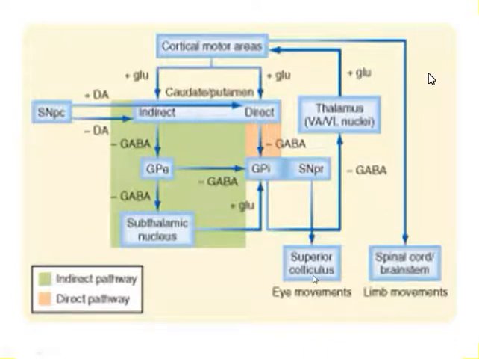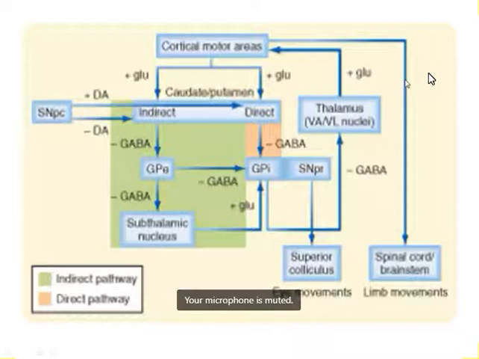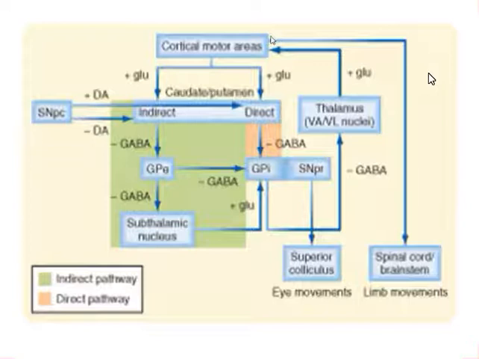Anyone who can tell me what this path is? This big arrow is shown here. Anyone who can tell me what this big arrow indicates? Corticospinal. Good, very good. This is the corticospinal.